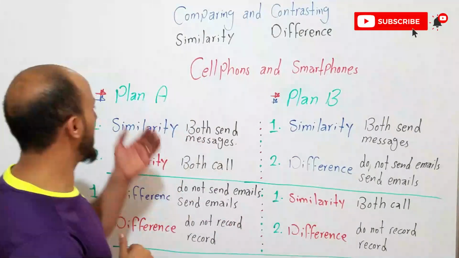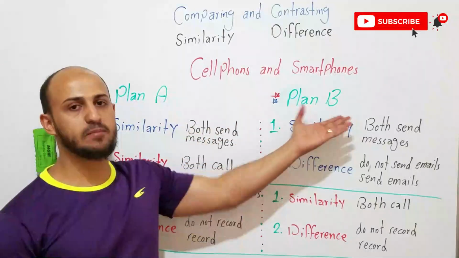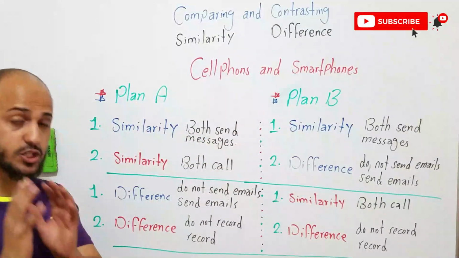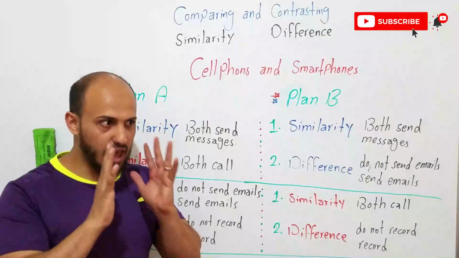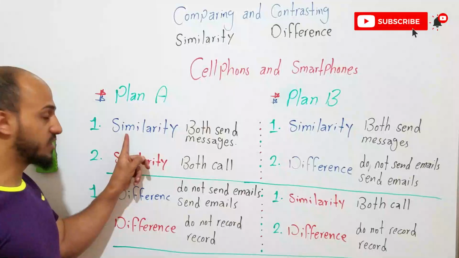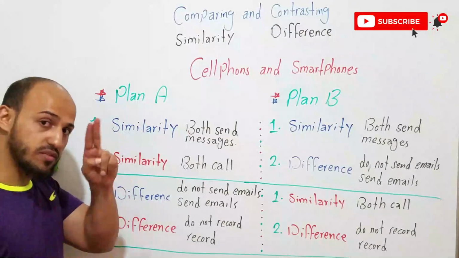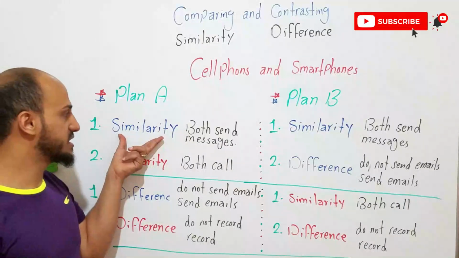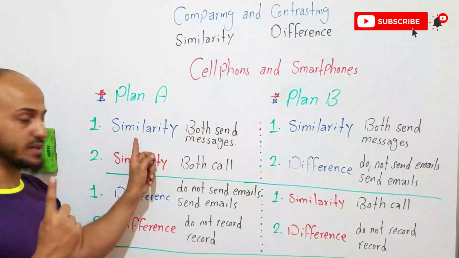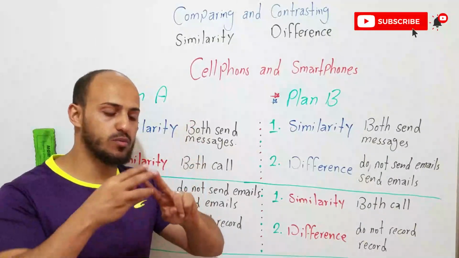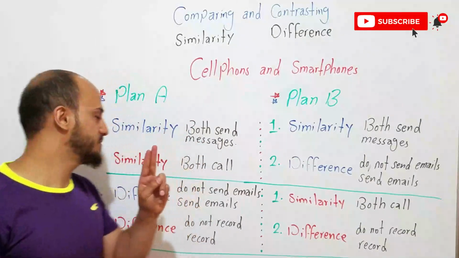So we have plan A and we have plan B. Basically here, guys, I want you to focus, pay attention, okay? Here, plan A, you give me similarity between both of them, all right? Cell phones and smartphones. So similarity one, both send messages. Both, you must mention both of them, all right?